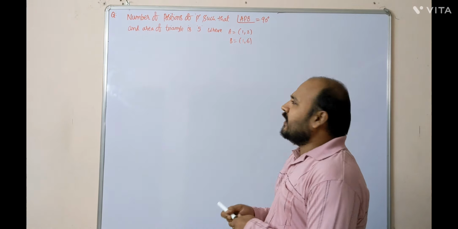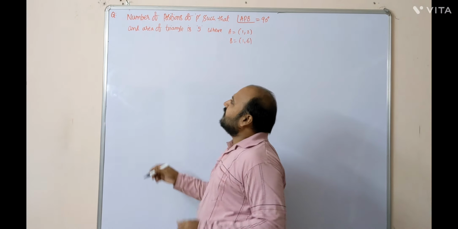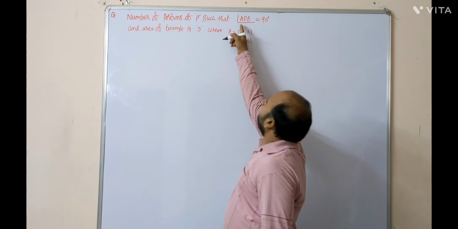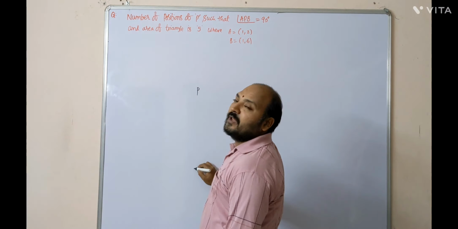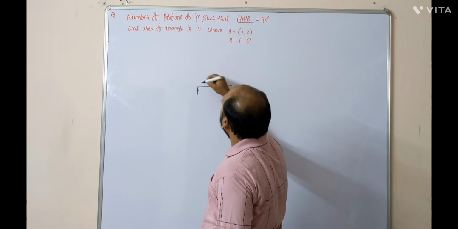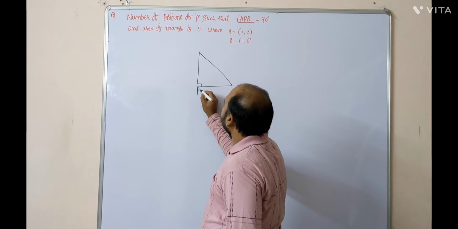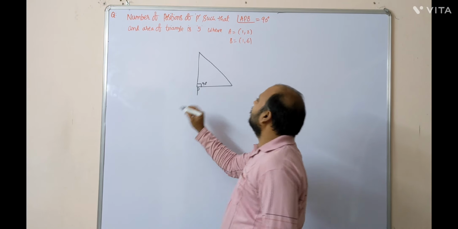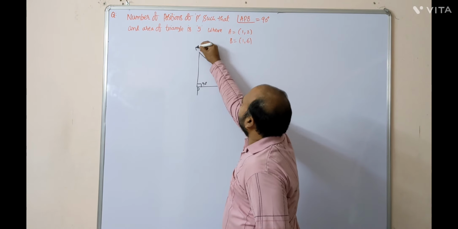So how to calculate: just generally, according to the question, you draw the figure. Triangle APB is a right angle triangle, so P is at the right angle. So this is the position of the point P. This is at a right angle, 90 degrees. A, P, B. A value (1, 2) is given, B value (1, 6) is given. P is some point.